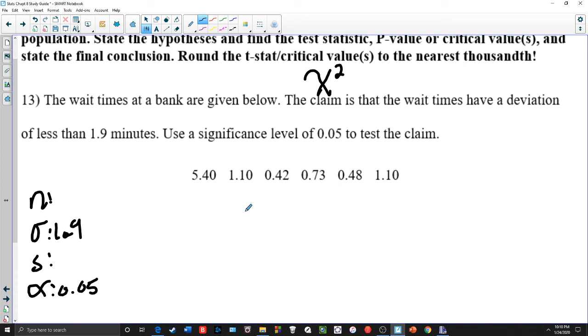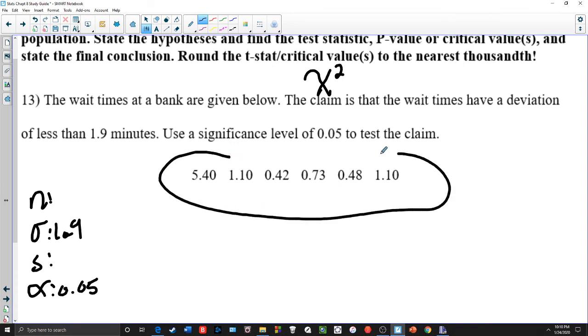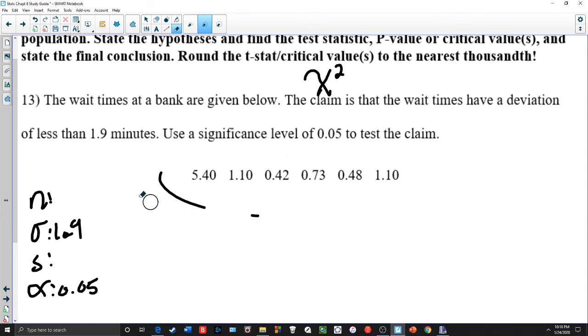I don't know what my N or my S is. Well, I'm going to look at the data they give me. This right here will tell me what my N and my S are. So let's erase that here actually so I get more room to write. So my N in this case is going to be 1, 2, 3, 4, 5, 6. So I have 6 data points I'm looking at.